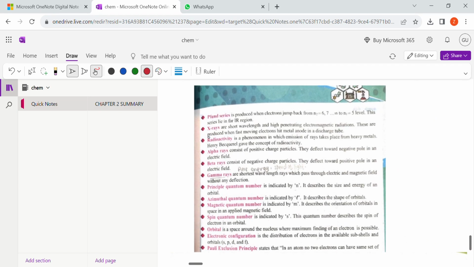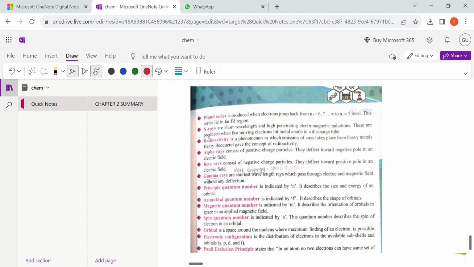Now the Pfund series, what was the condition of the Pfund series? It was that when the electron jumps from the 6th, 7th to the 5th level. Electrons fall to the K element from P. And this series was known as the far IR series, okay.